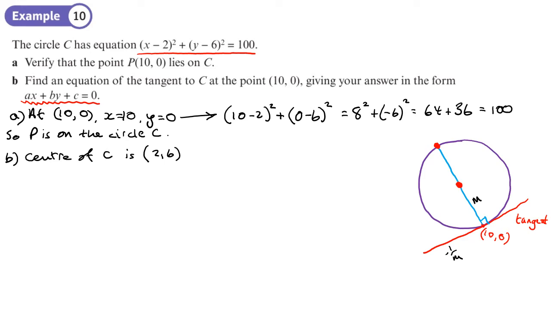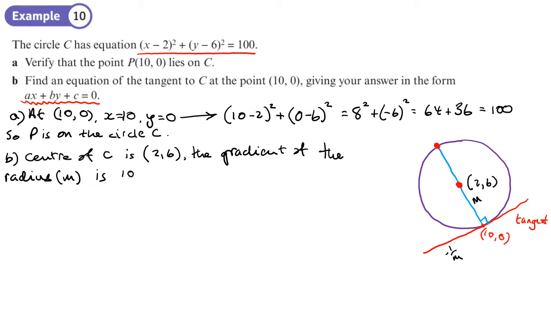Okay, I'll just put the gradient of the radius, and I'm going to call that m. So I'm basically trying to find the gradient between the points 2, 6 and 10, 0. So if I do 10 minus 2, whoops, sorry, not 10 minus 2, I want to do the y coordinates, don't I? So I'll do it the other way around.